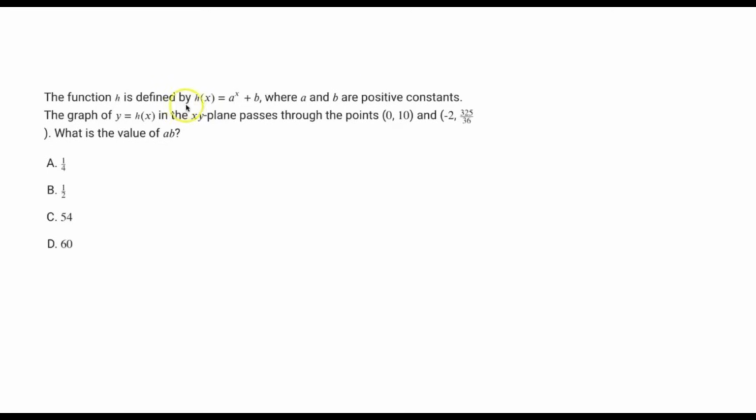Function h is defined by h of x equals ax plus b, where a and b are positive constants. All right, so let's just keep that in mind. The graph of y equals h of x in the xy plane passes through 0, 10, and -2, 325 over 36. What is the value of a plus b? When they give you these 2 coordinate points and a general equation like ax plus b, let's just start plugging in the numbers and see what we can make of it.